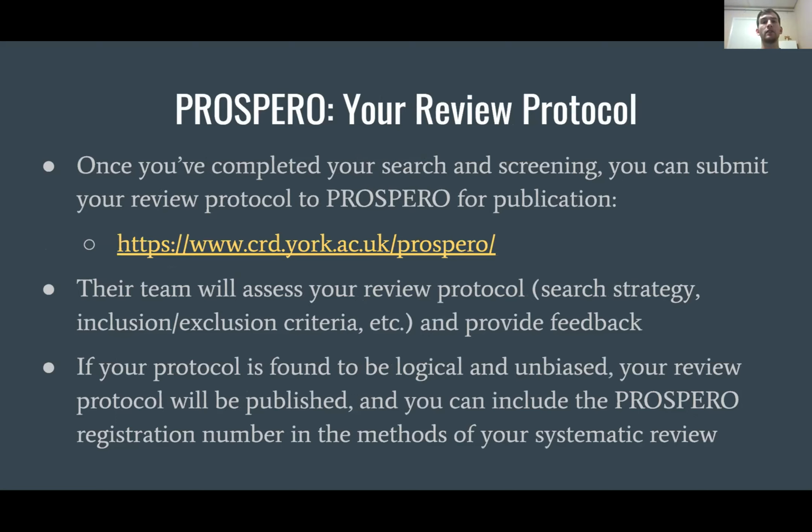And last but not least, once you've actually finished these sections of the review, there's a program or website called Prospero, which is through, I think, the University of York, where you can submit your search strategy, your inclusion and exclusion criteria, and all these steps that you've taken to a board of people who are experts on systematic reviews. They'll provide you feedback actually, and then if your review is found to be logical and found to make sense and there's no bias, then they'll actually publish it for other people to look at.